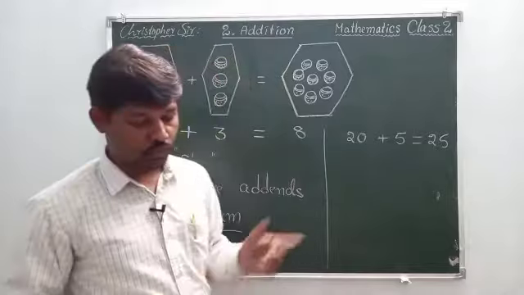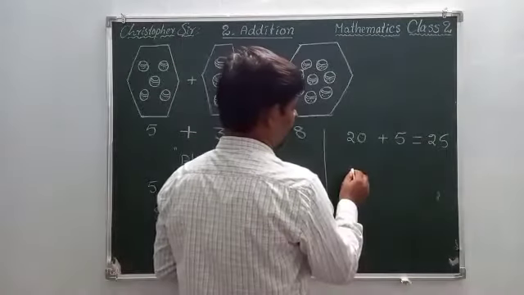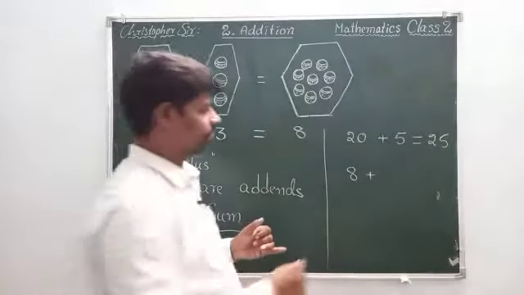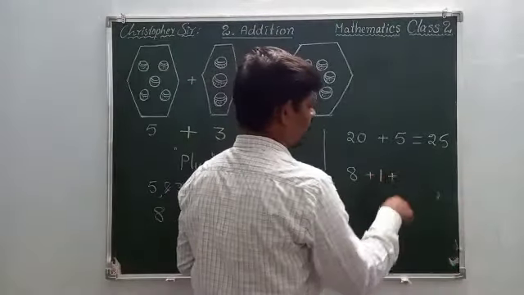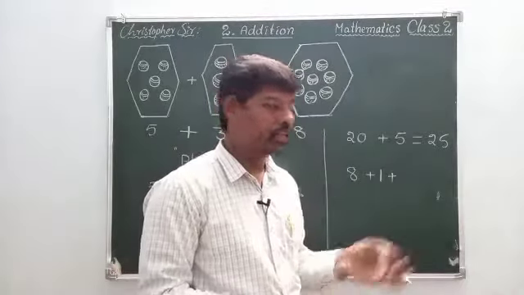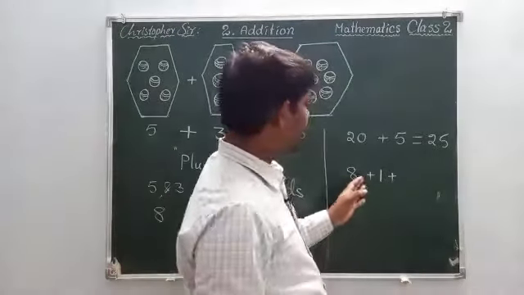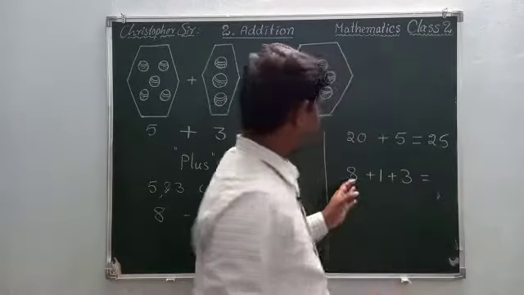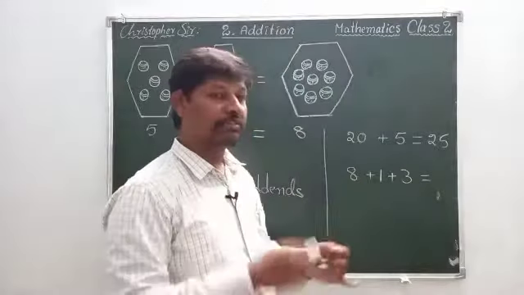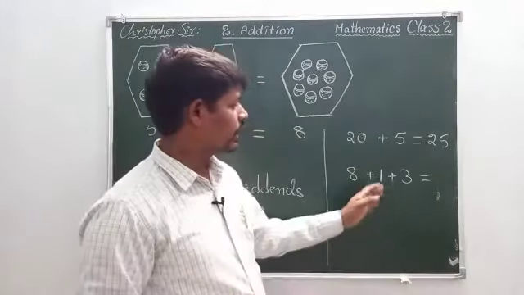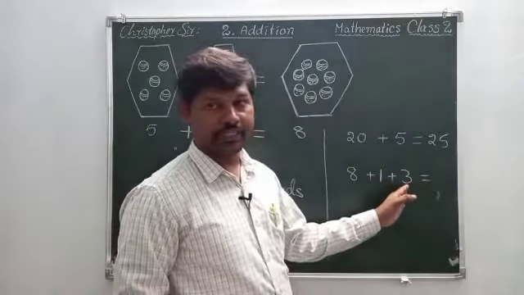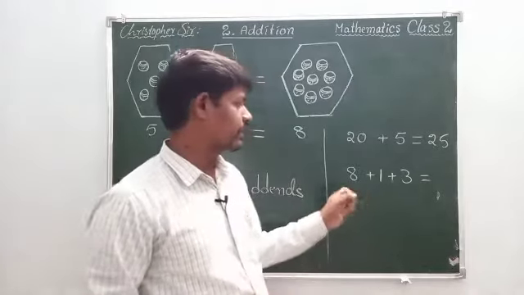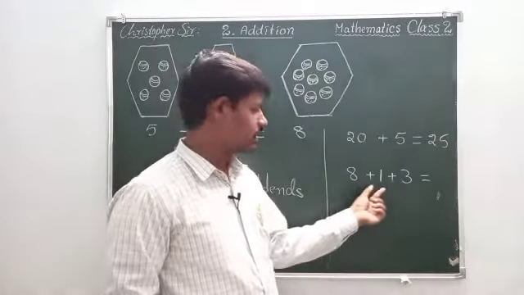Let us take one more example. 8 plus 1. We know that 8 plus 1 is 9. Let us take one more number: 8 plus 1 plus 3. 8 plus 1 is 9. After 9 we have to add 3: 10, 11, 12. Do you understand?